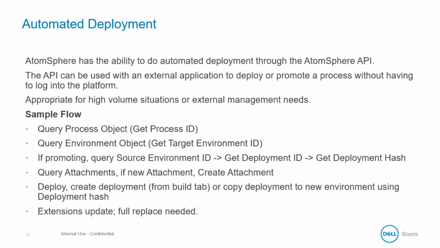You can use the Atomsphere API for automated deployment scenarios. All Atomsphere accounts have the ability to do automated deployment. You can use a ticket manager or external governance application to call the API and deploy or promote through the API without logging into the user interface.